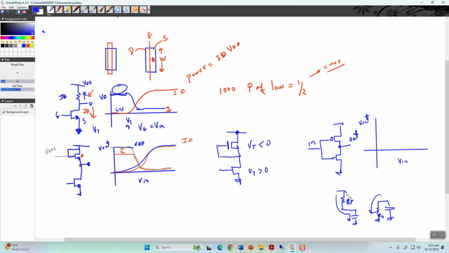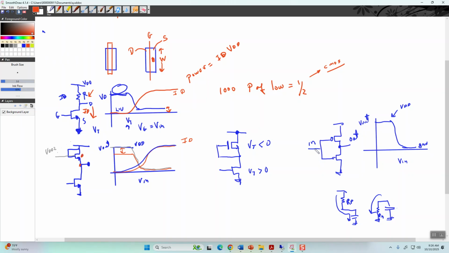So, you know, when this charges up, like 5 tau, then nothing flows. This becomes open. And when you discharge it, nothing flows and this becomes open. So what we get is, when you're charged up, you're at VDD. And when you're charged down, you're all the way to ground, and you have a transfer curve.